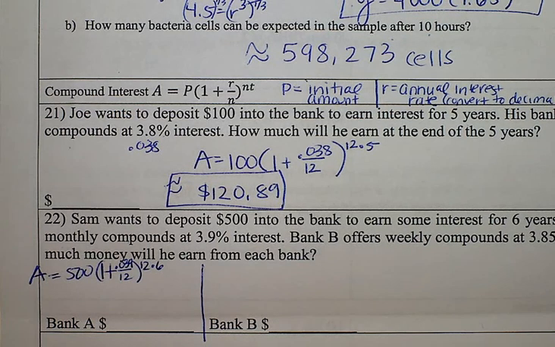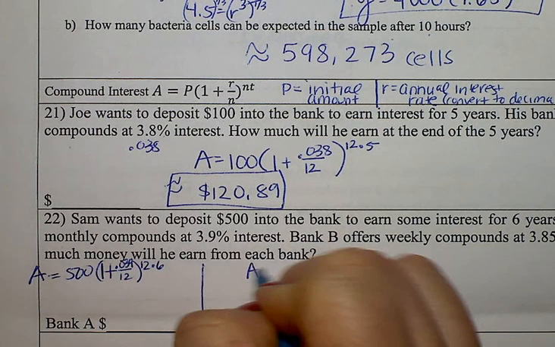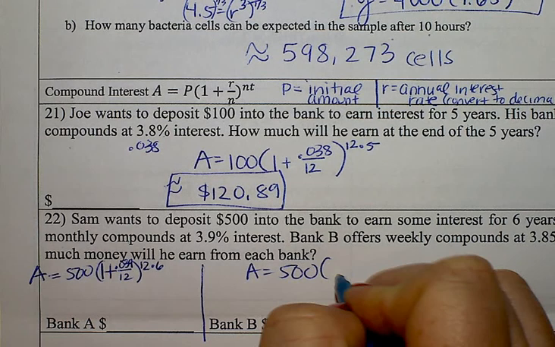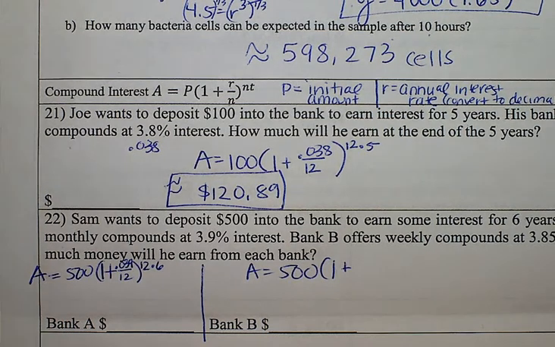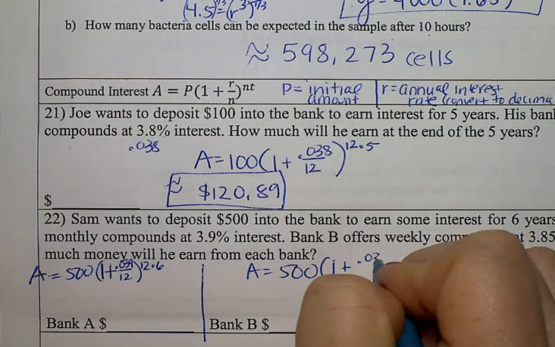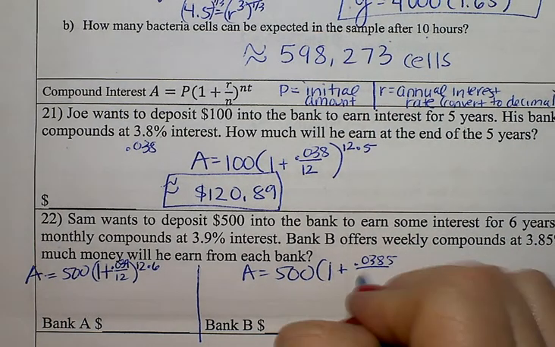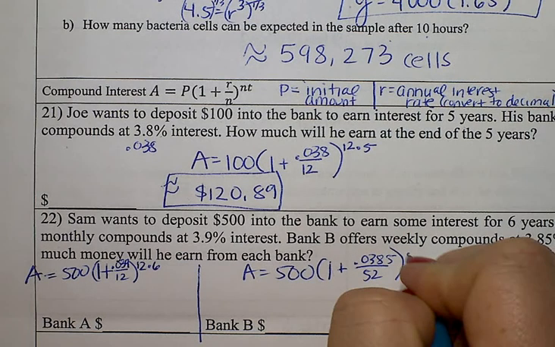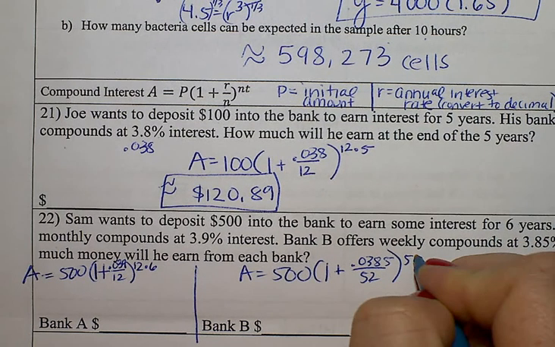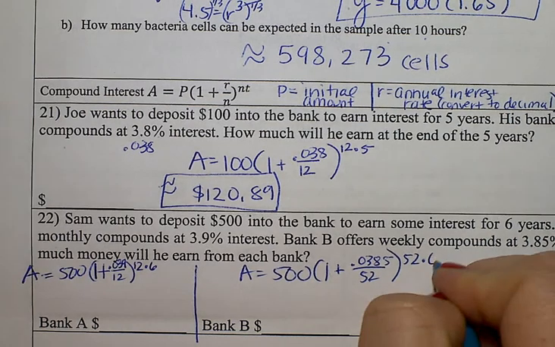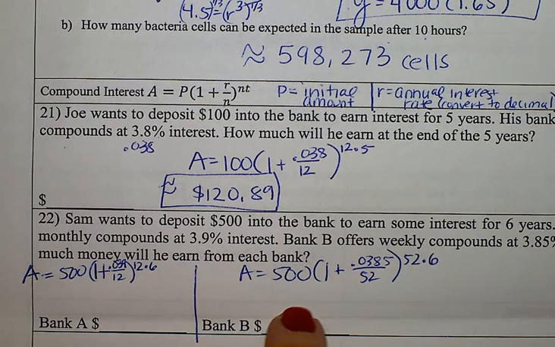Okay, gentlemen, you have A equals the exact same initial amount, but this time you have a percentage of 0.0385 over how many weeks in a year? Well, Keem asked, there's 52 weeks in a year. Remember, this goes down here and also goes up above. And it's going to stay in for 6 years. Gentlemen, please calculate for me.